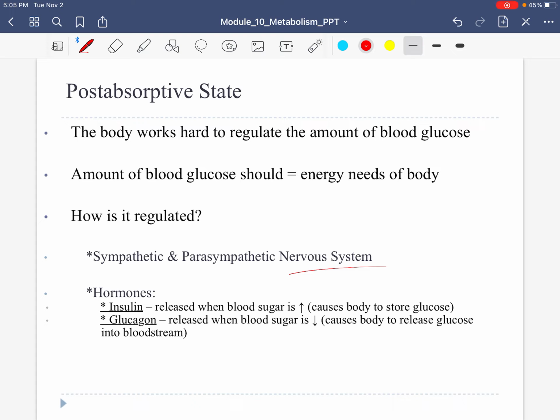Insulin, and we talked about this in the carbohydrate chapter, so it should be a review. Insulin is a hormone that is released when blood sugar is high, and glucagon is released when blood sugar is low. Let's think about the post-absorptive state. If you haven't eaten for a while, you're going to have more glucagon because you're breaking down carbohydrates and stored fat for energy.